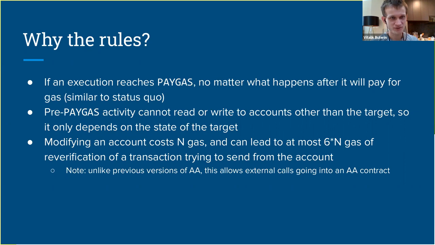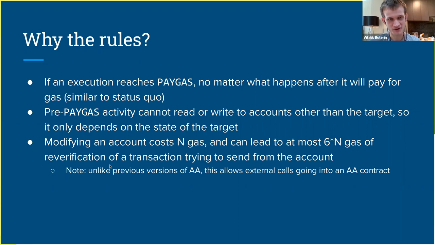We've basically gone through this at this point: pay gas is the logical separator between verification and execution of what the transaction is actually trying to do. If an execution reaches pay gas, then no matter what happens after the pay gas, the miner knows that it will pay for gas. And so the miner or the block proposer only needs to verify up to the pay gas to verify that a transaction will be paying. Pre-pay gas activity cannot read or write to accounts other than the target. It only depends on the state of the target. And modifying an account costs 10 gas, and modifying accounts can only lead to at most 6 times 10 gas of re-verification, and so you have this wonderful 6-to-1 invariant.